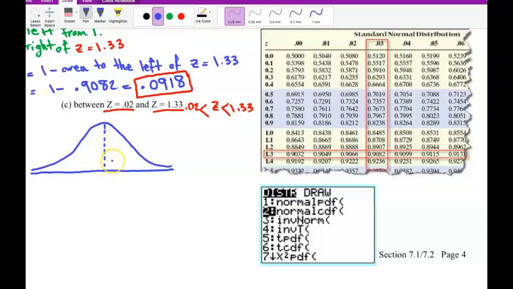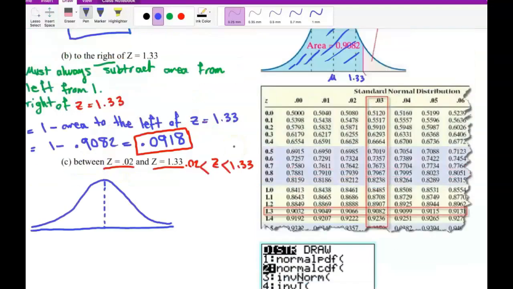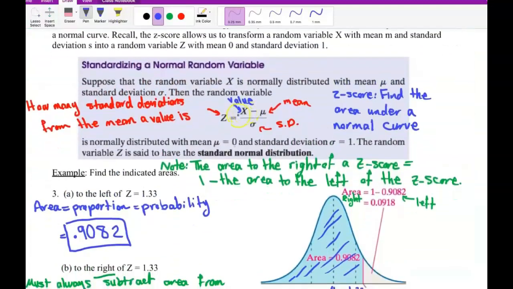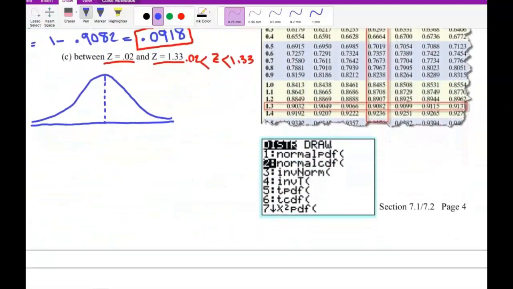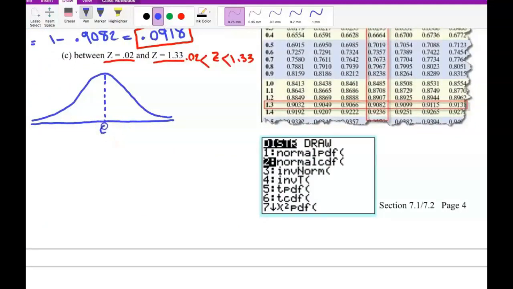For a standard normal random variable, the mean mu is always equal to 0. When you have a normal distribution in standard form, the standard deviation is equal to 1. So I'm using that here for part C. Here we have 0, and our z-score is 0.02. I'll say that it's over here.